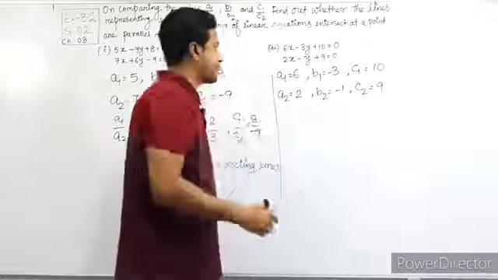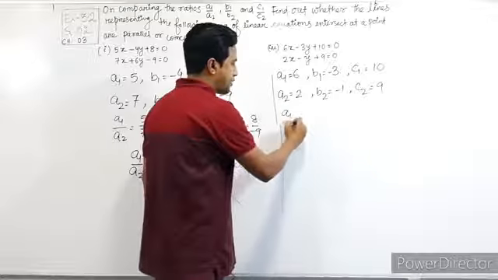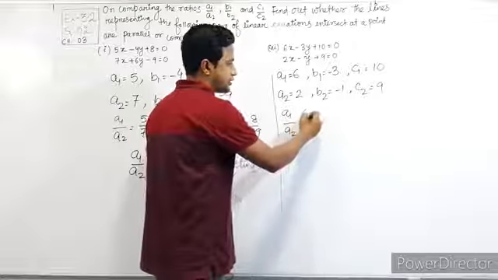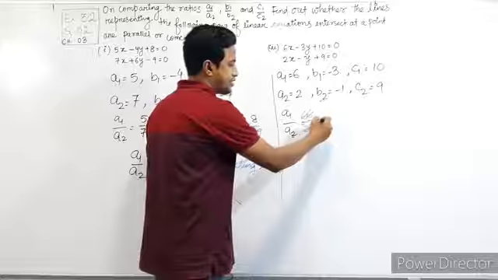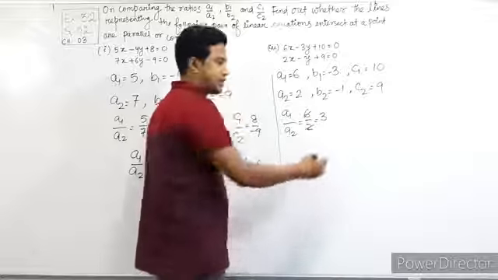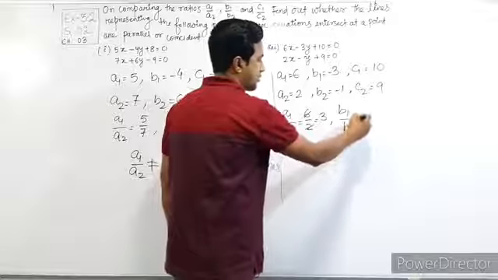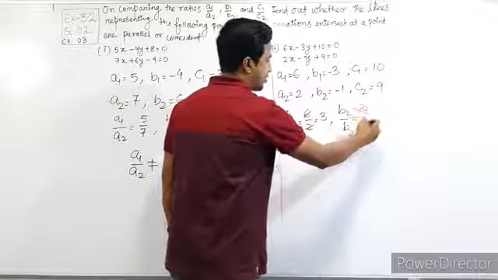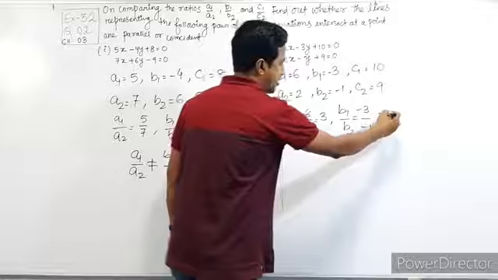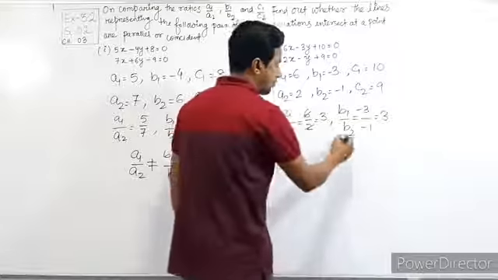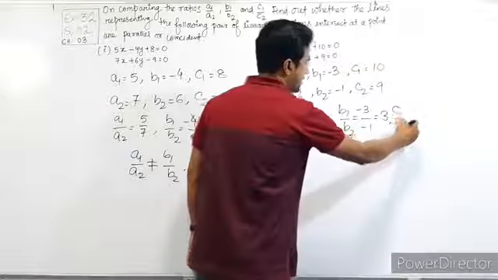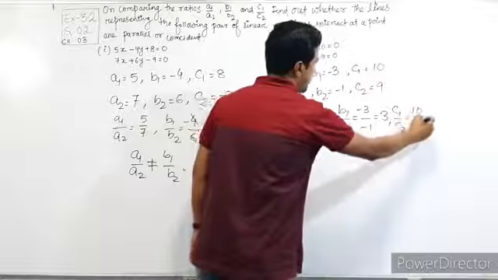Now, compare the ratio. So, I got A1 by A2, 6 by 2, that I cancel, I got 3. Similarly, I will go to B1 by B2. I got minus 3 upon minus 1. So, minus minus cancel, I got 3. Then I will go for C1 by C2. I got 10 by 9.